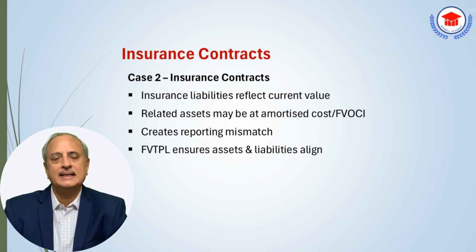Imagine an entity has liabilities under insurance contracts that are measured using current information. At the same time, the entity holds financial assets that would typically be measured at amortized cost, or FVOCI. The mismatch arises because the liabilities reflect current value changes, but the related assets don't. By designating these financial assets as FVTPL, the entity ensures that both the assets and liabilities are measured on a similar basis. This alignment improves the relevance and consistency of the financial statements.